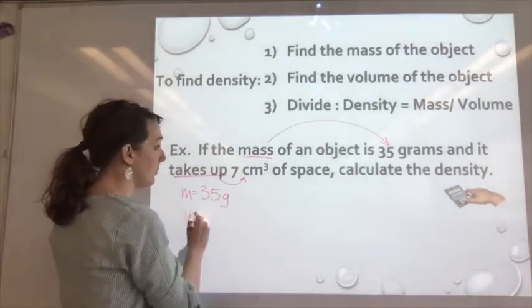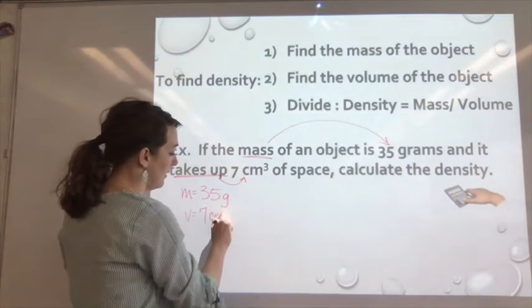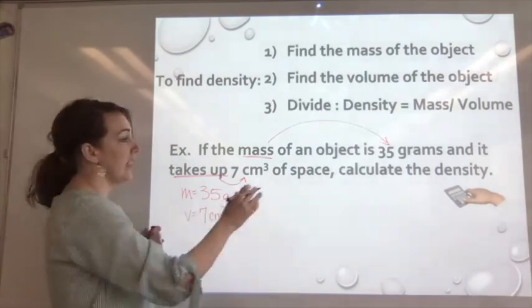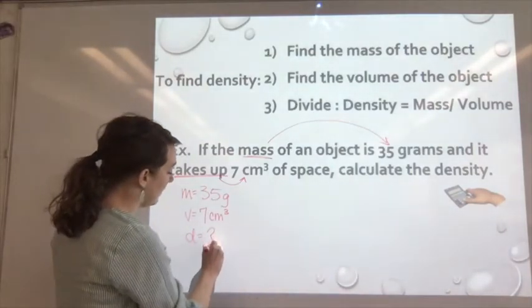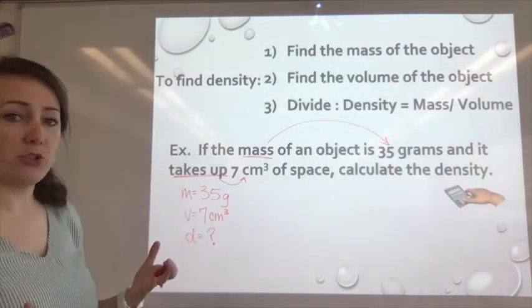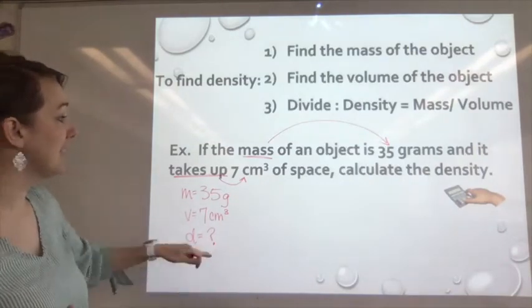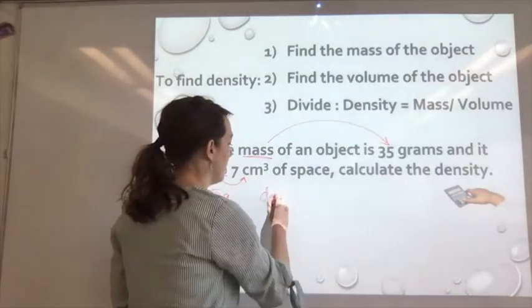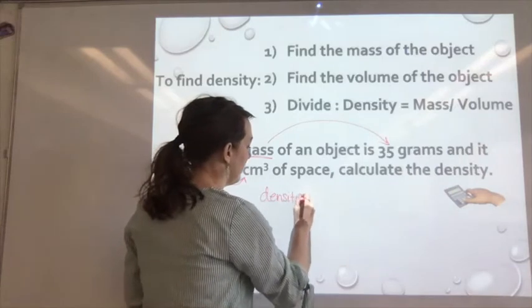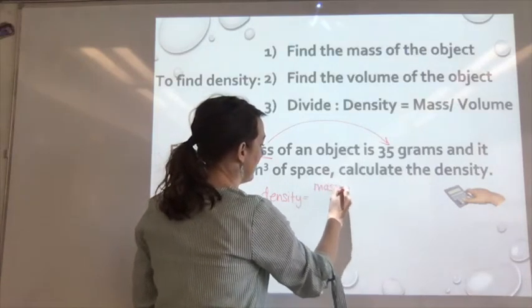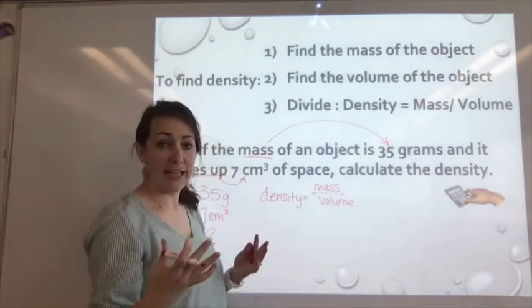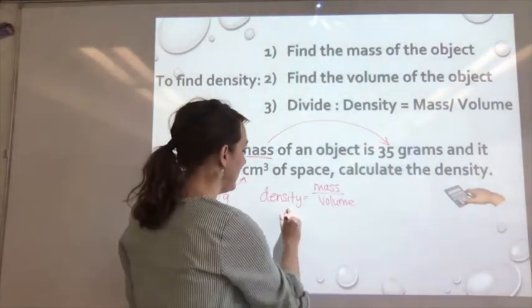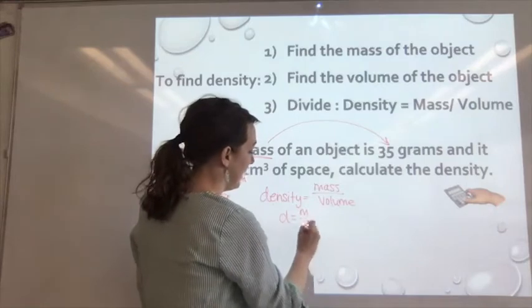So our volume is going to be 7 centimeters cubed. Calculate the density. So the density is what we don't know. Density is what we're trying to find. So if we take the density equation, density is equal to mass divided by volume. I like to use abbreviations. So D is equal to M over V.